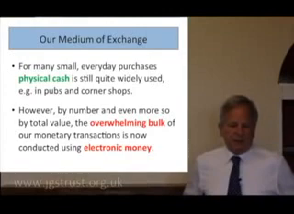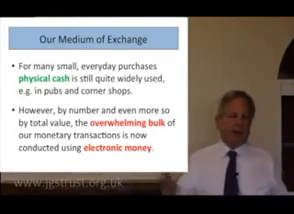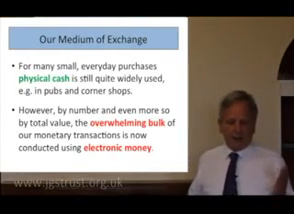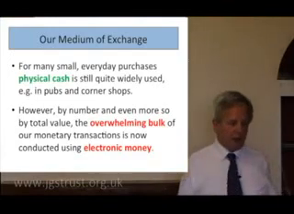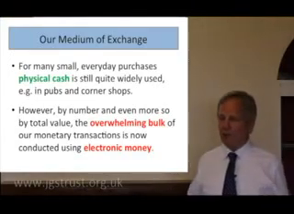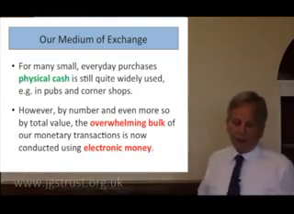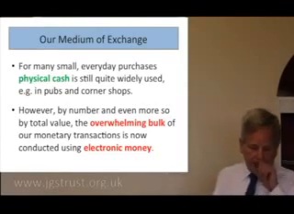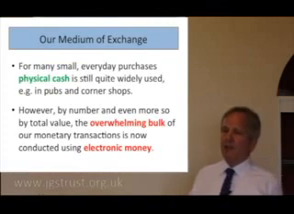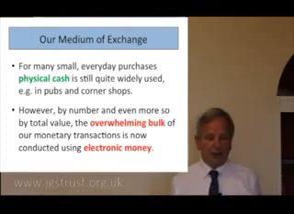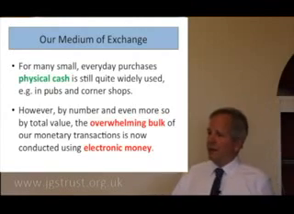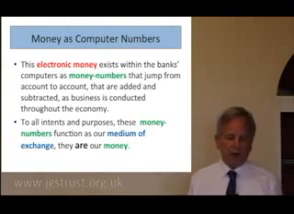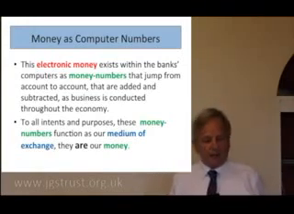Our money is, for all intents and purposes, our medium of exchange. We buy and sell stuff, and we earn it, save it, lend it, and so on. And it comes in two forms as far as we, the users, are concerned. Physical cash, stuff in your pocket, your wallet, still quite widely used for pubs, corner shops, small everyday purchases. However, the business, the economy, is conducted using electronic computer money, the digits that jump from one bank account to another. So stuff is bought and sold, and so on.